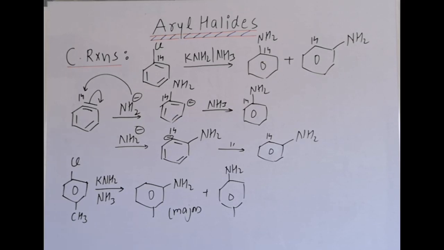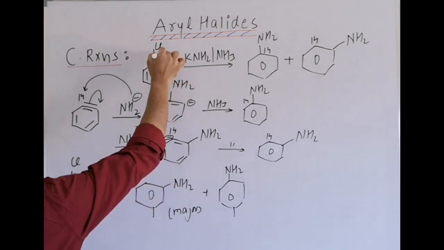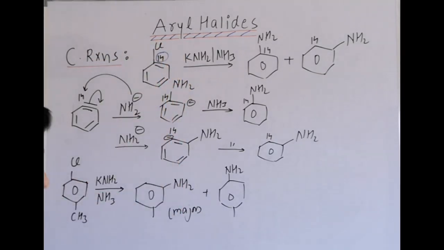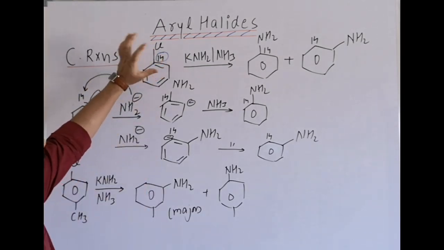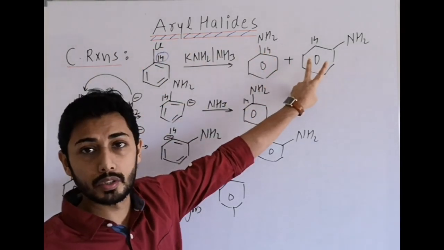Now, an example of the benzyne reaction. It is chlorobenzene. Here I have labeled it: carbon 14 is where Cl is present. Then the reaction takes place, a benzyne intermediate is formed, and we get two products.